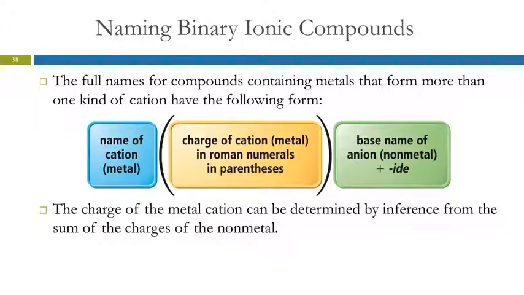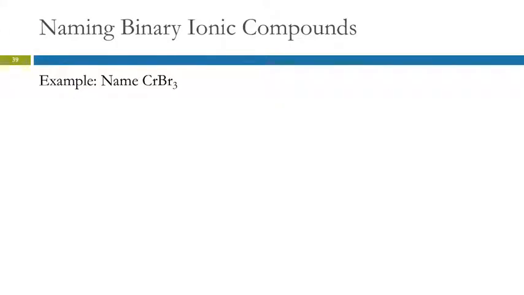So the second group is the ions that need the Roman numeral because they have more than 1 charge. So we figure out what charge that metal cation has by looking at the charge on the nonmetal, and we have to kind of figure it out. So let's do an example here. CrBr3. So again, we're going to divide this into 2 ions. We got Cr and we got Br.